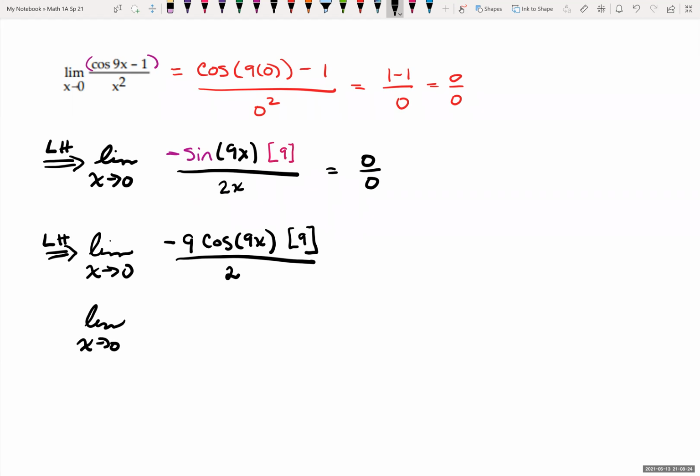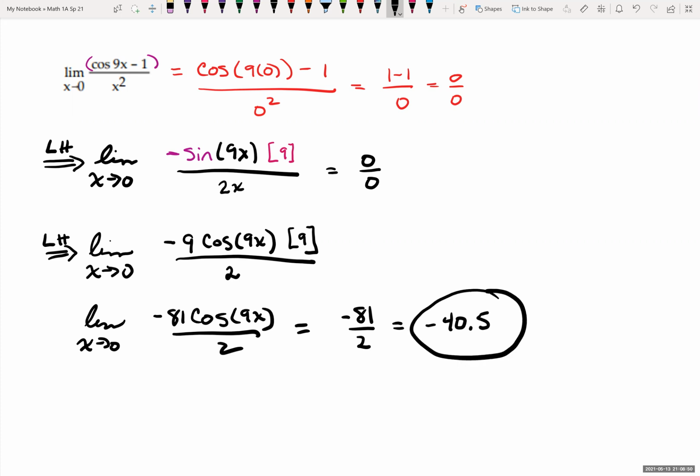So as we look at the limit as x approaches 0 of negative 81 cosine of 9x all over 2. Now when we do direct substitution, we get in the numerator negative 81 times cosine of 0, which is 1. So we get negative 81 all over 2, which is negative 40.5. So the limit as x approaching 0 of that function, our y value is getting closer and closer to negative 40.5. But notice that x equals 0 in that function doesn't exist because it sets our denominator equal to 0. But a function could not exist at a value, but the limit can exist.